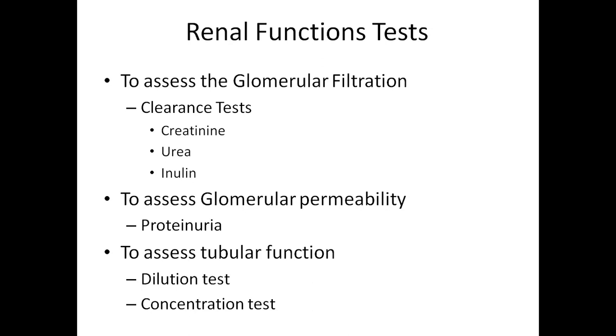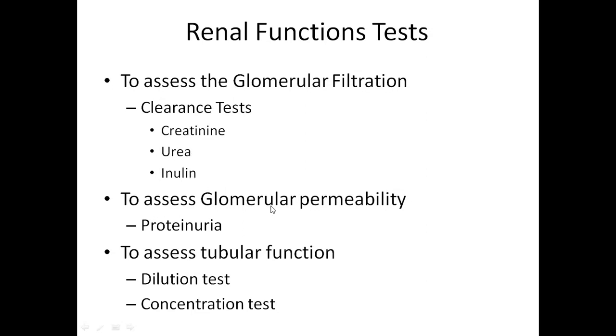So renal function tests are generally classified as: to assess the glomerular filtration function; to assess the glomerular permeability, meaning the integrity of the glomerular structure; and third, to assess the tubular function. For assessing the glomerular filtration, the major test is the clearance test. Various substances are used for the clearance test, including creatinine, urea and inulin.